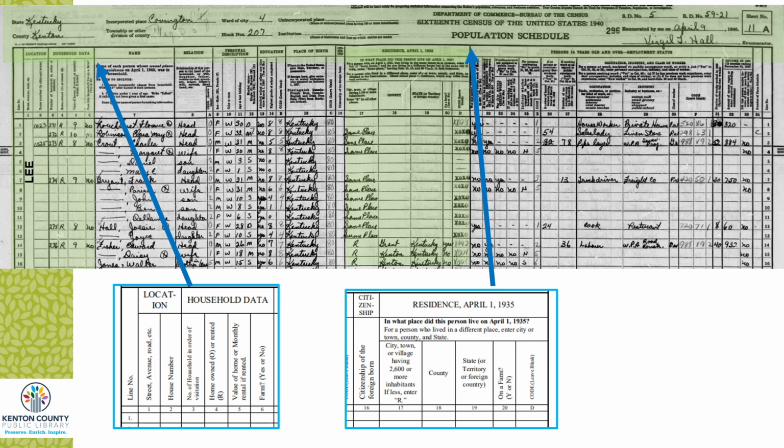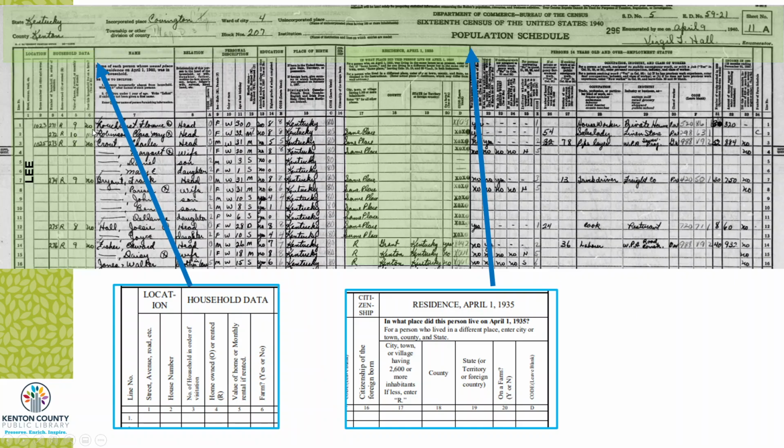And in 1940, we have a couple different things. So the column heading is now location, household data, and residence April 1st, 1935. So once again, we have the line here to give you the street and the house number. And then we have the household data column. So we are going to see a home owned or rented again. So these are all being rented. Value of the home or the monthly rental if rented. So this in theory should be that they're renting for $9, $10, $8 a month in 1940.